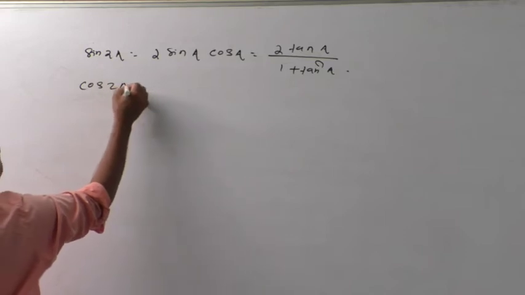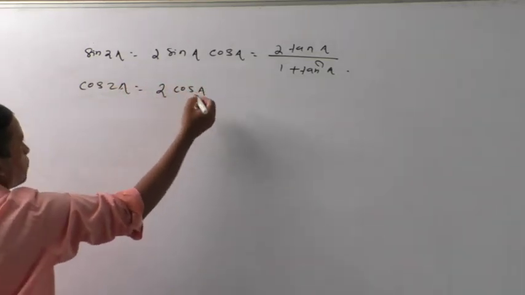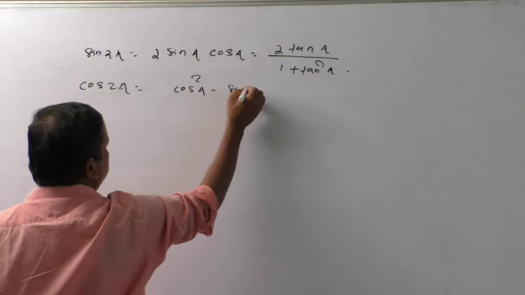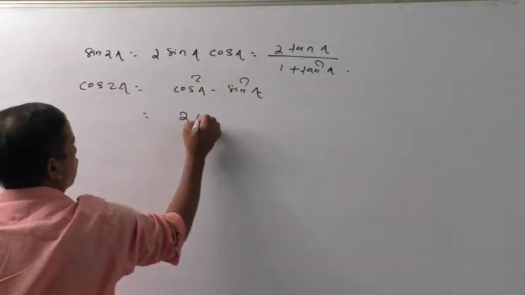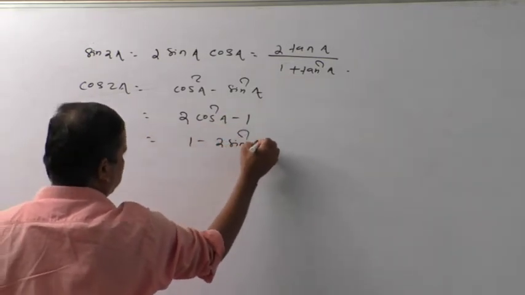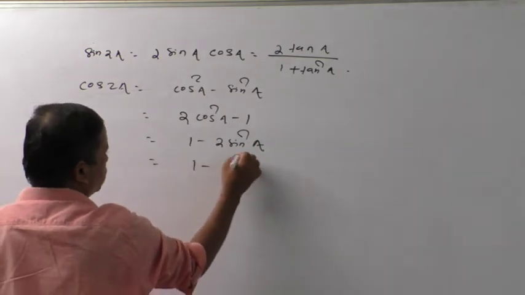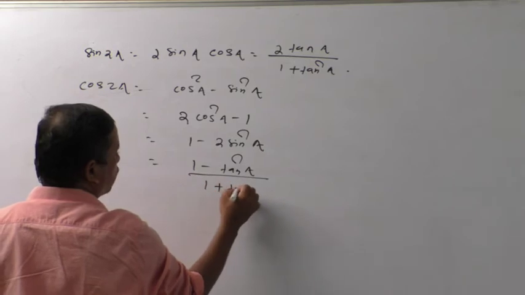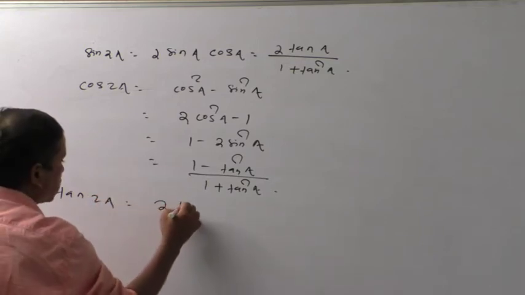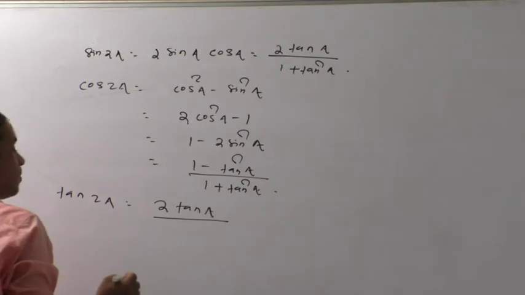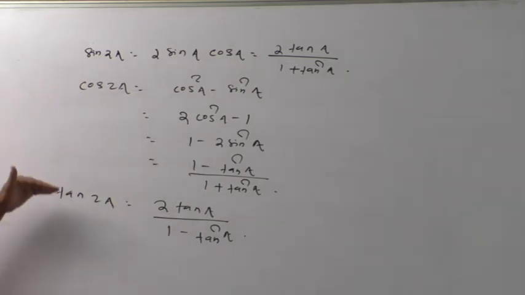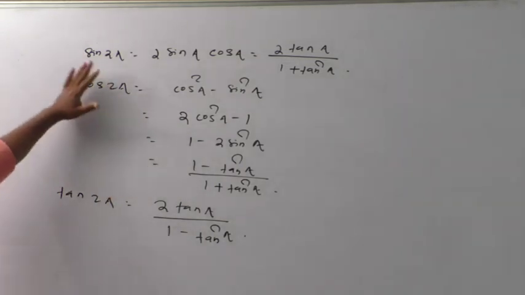Cos 2A is cos square A minus sin square A, or 2 cos square A minus 1, or 1 minus 2 sin square A, or 1 minus tan square A by 1 plus tan square A. And another is tan 2A, that is 2 tan A by 1 minus tan square A. So sin 2A, cos 2A, tan 2A: these are 11th class formulas. We have to remember these.